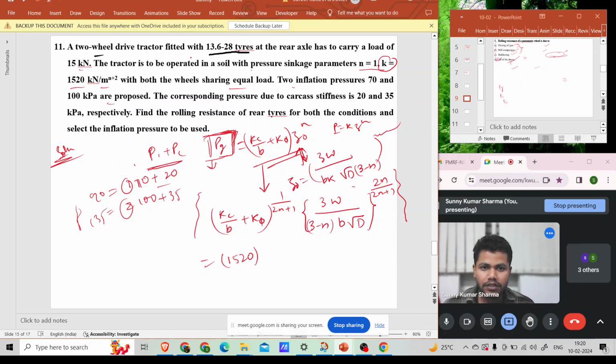And n is 1/3. 3W, weight coming is what? 15 kilonewton. But the thing you have to notice here is that it is carrying a load of 15 kilonewton, but this is a two-wheel drive tractor with both wheels sharing equal load. Load coming is 15 kilonewton and both wheels sharing equal load. So weight coming on one wheel is 7.5 kilonewton.